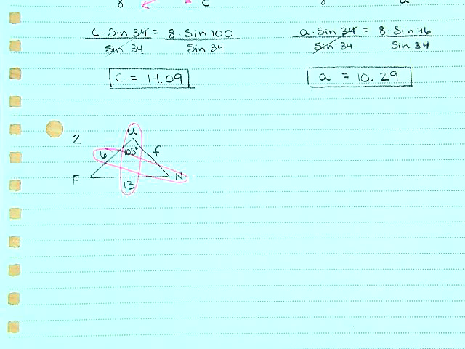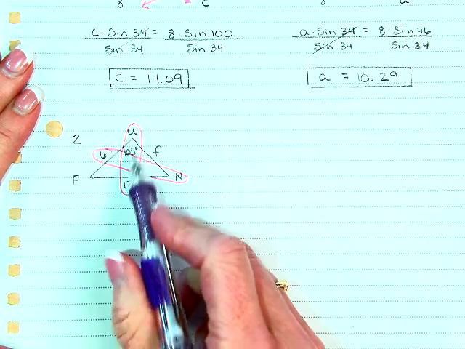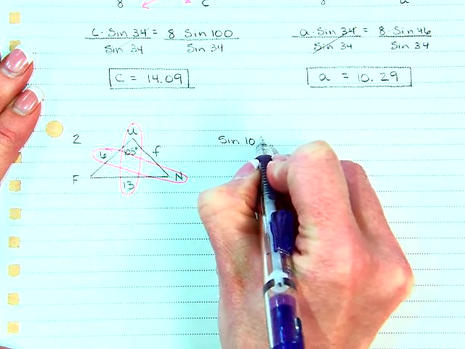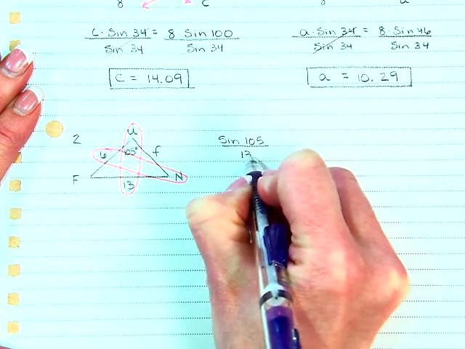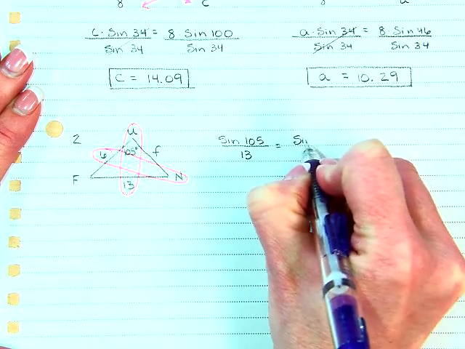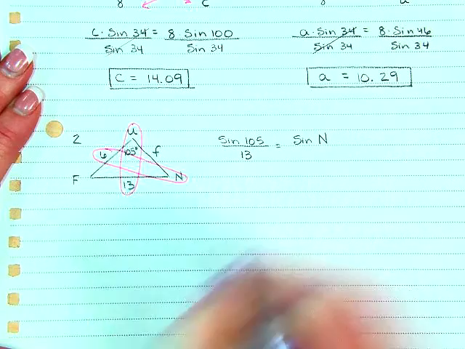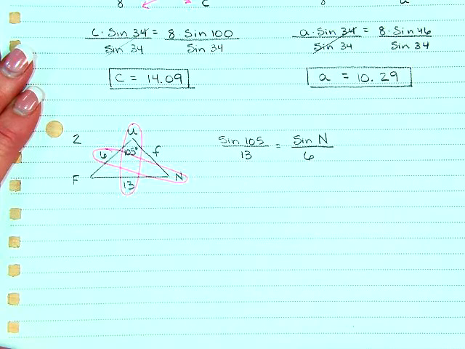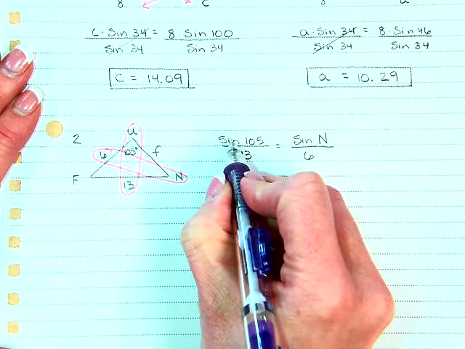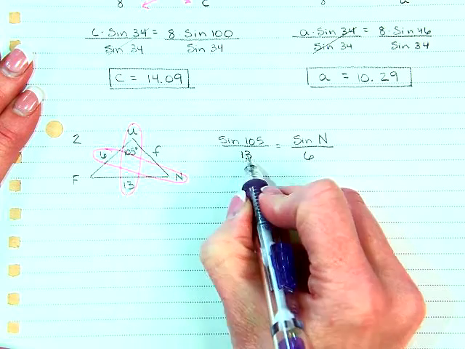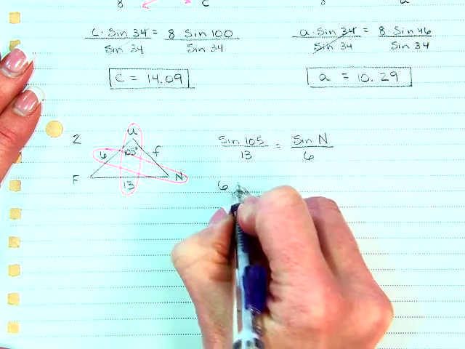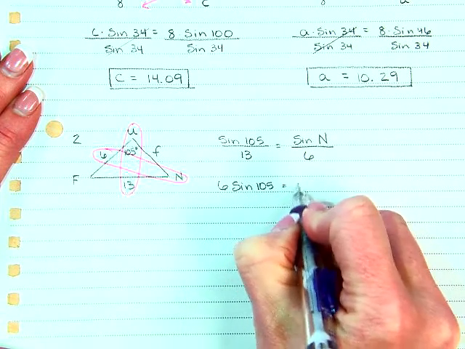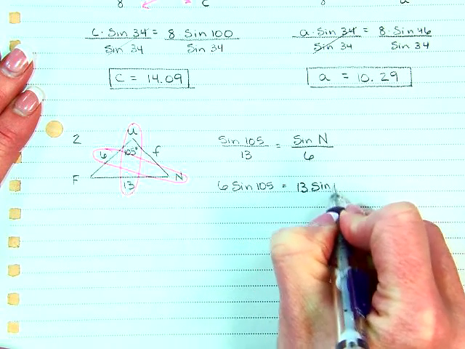Okay, so this is how we're going to set it up. We are going to use the one we know, both pieces, so we're going to set up sine of 105 over 13 equals sine of N, we don't know, it's a capital N, over 6. So that is the proportion. We're still going to cross multiply, so 6 times this sine of 105 is equal to 13 times sine of N. 6 sine 105 equals 13 times sine of N.